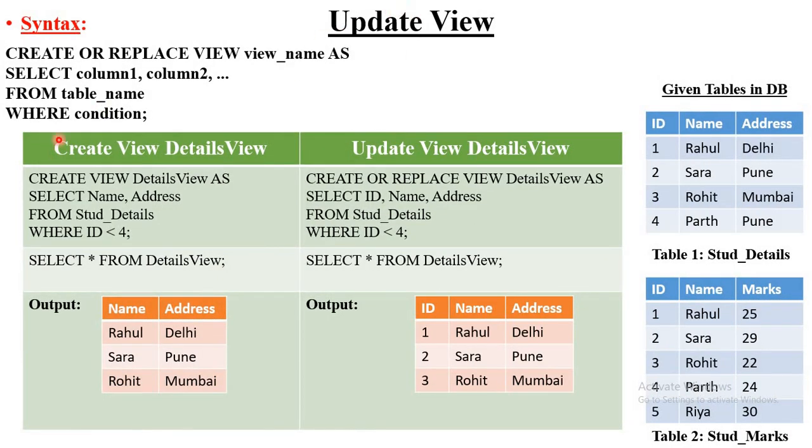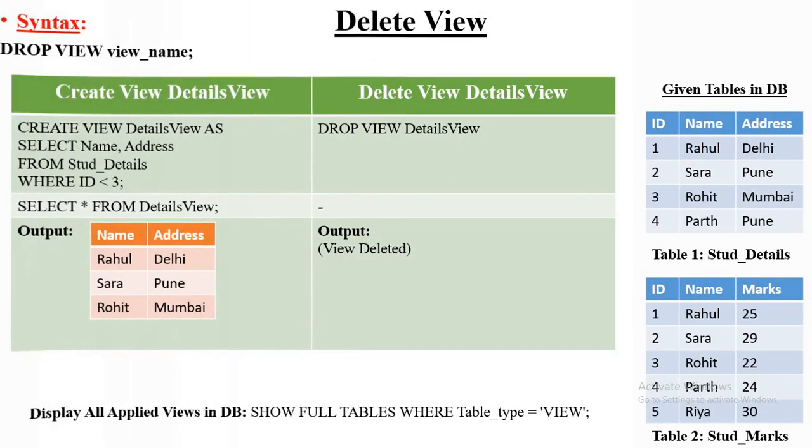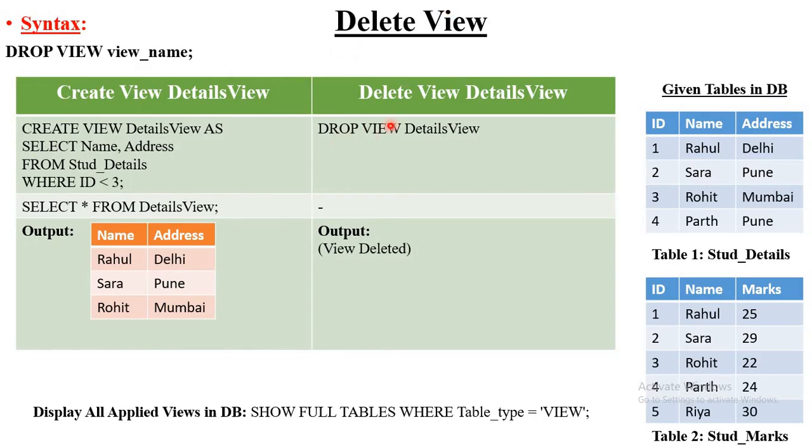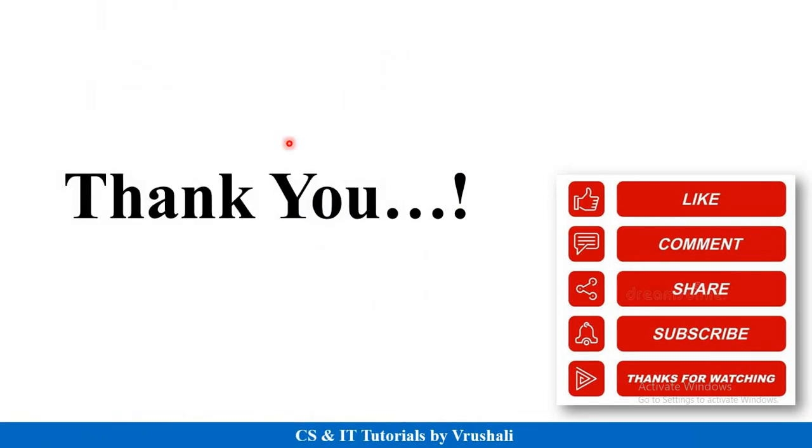Now for updating a view, use create or replace view. This is the syntax, right? And for deleting a view, drop view, view name. So you need to generate the view as per the requirement. Okay, so this is all about the second unit. All the best. Thank you.